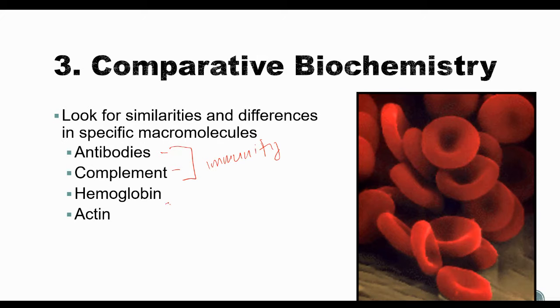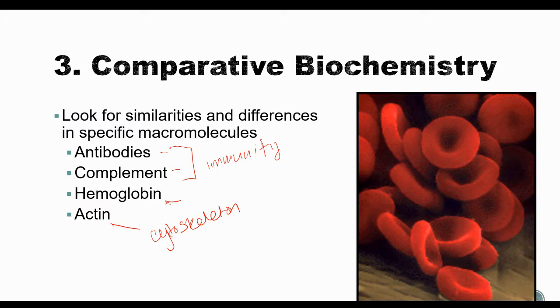We can look at hemoglobin if we're going to track things that have like a circulatory system, and we can look at how hemoglobin compares amongst different organisms. And then actin. Actin is one of these things that's in all cells. It's part of the cytoskeleton. And so if we compare actin amongst organisms, we can look at a lot of variation because we can look at things that are single-celled versus multi-celled.